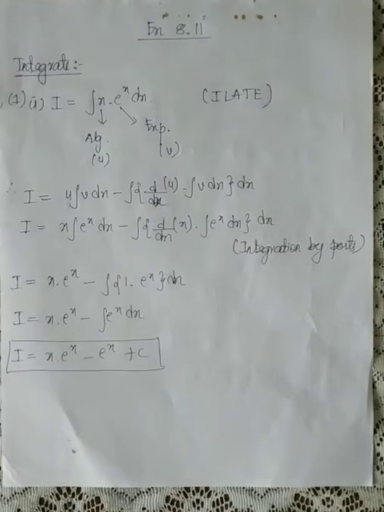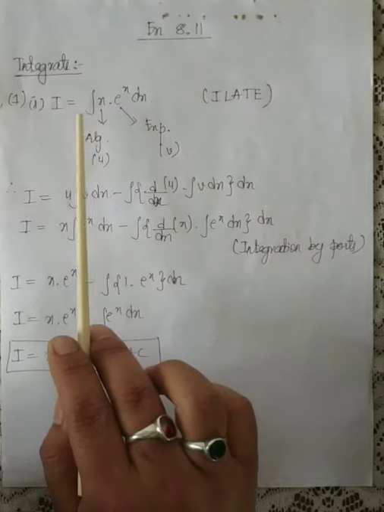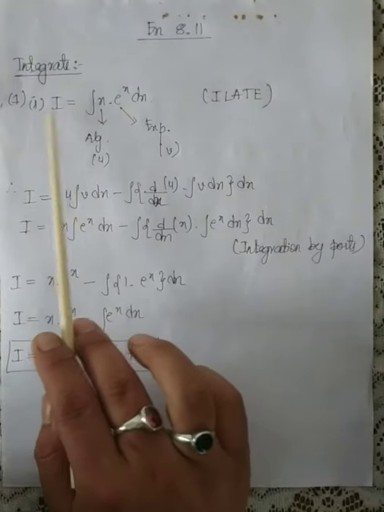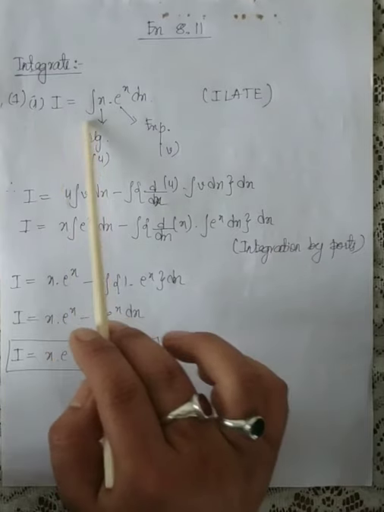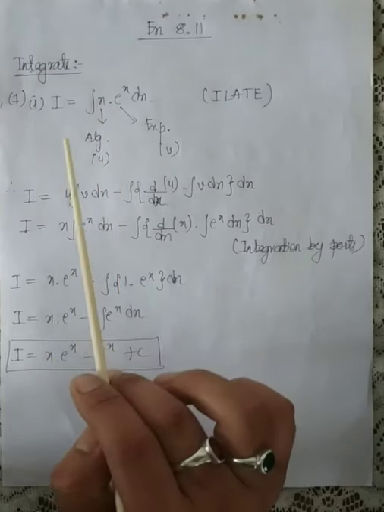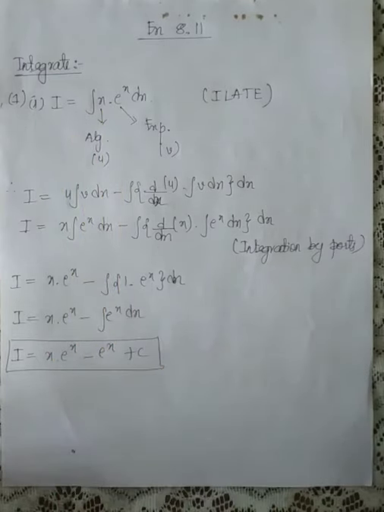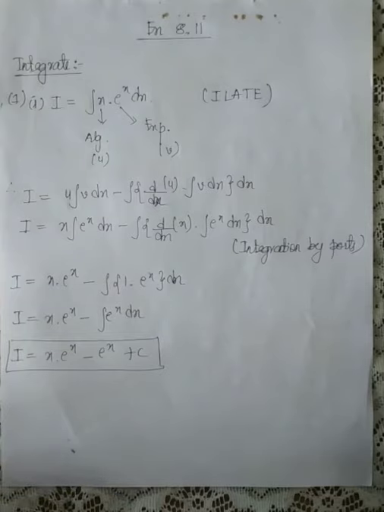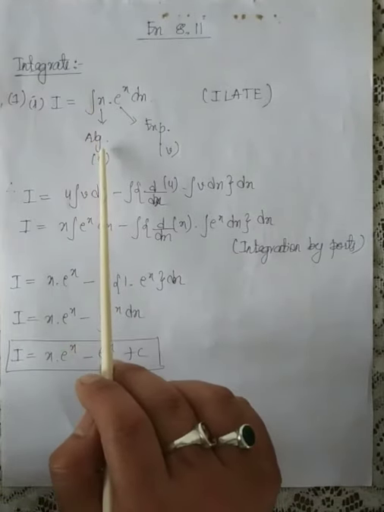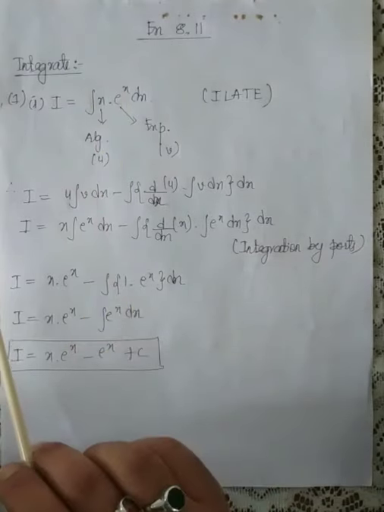Alright, let's start with exercise 8.11, question number 1, integrate. The question is: integrate capital I, which is integration sign, capital I is equal to integration x into e to the power x. Okay, as I said, there will be two functions, right? So here it is two functions, one is x, other one is e to the power x, and both of these are different types of functions. X is algebraic function, e to the power x is exponential function.